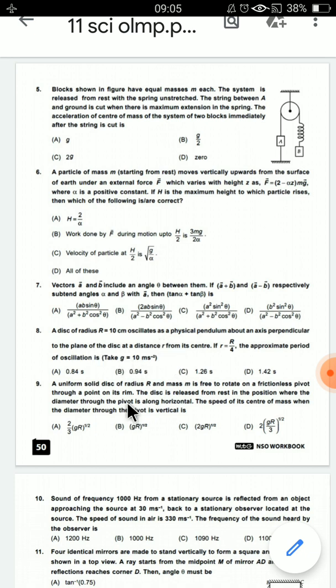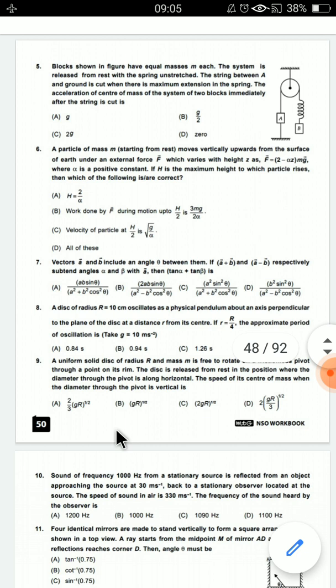Next, question number 9. A uniform solid disk of radius R and mass m is free to rotate on a frictionless pivot through a point on the rim. The disc is released from rest in the position where the diameter through the pivot is horizontal. We need to find the speed of its center of mass when the diameter through the pivot is vertical. You need to know that, students.